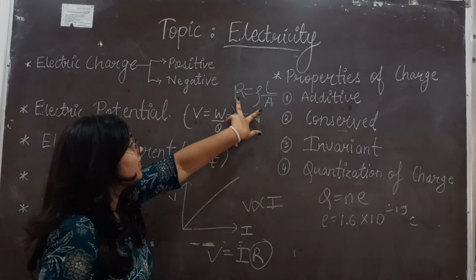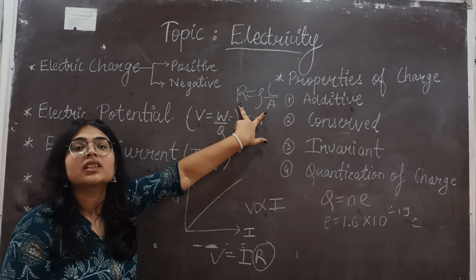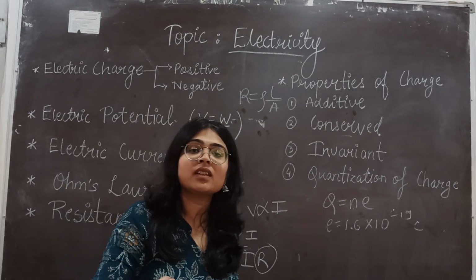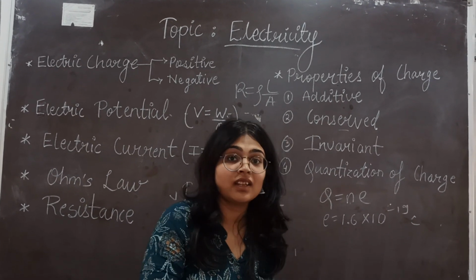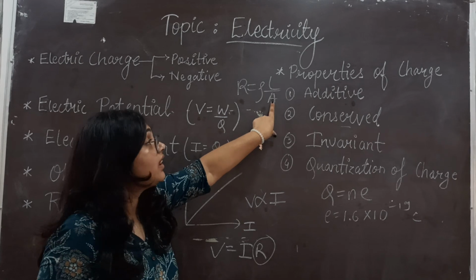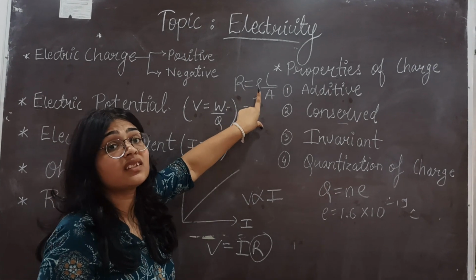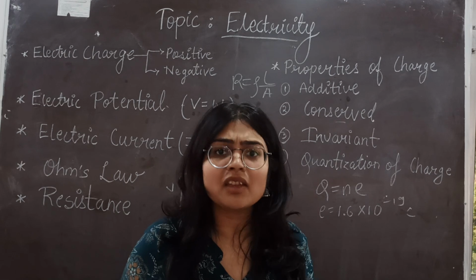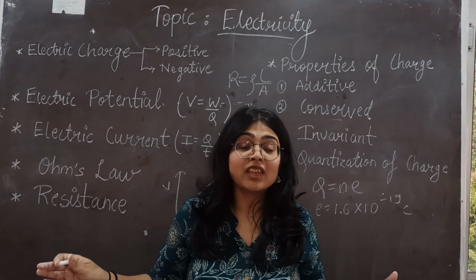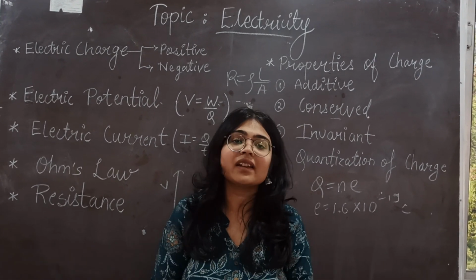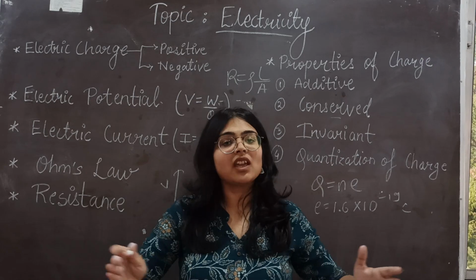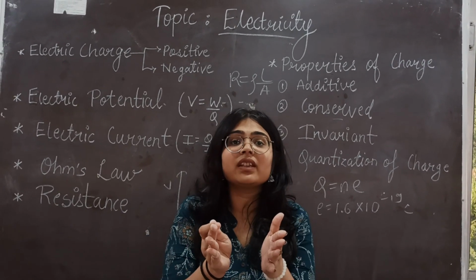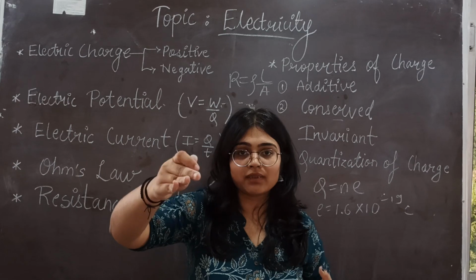That means resistance and area are inversely proportional. Inversely means if one of them is increasing, the other is decreasing. That means if the area is increasing, resistance is decreasing. You are aware of traffic signals and traffic area. If the area increases, then we will get less traffic. That is the example of this. If the area increases, then resistance will decrease. If the area is decreased, then there will be more traffic.